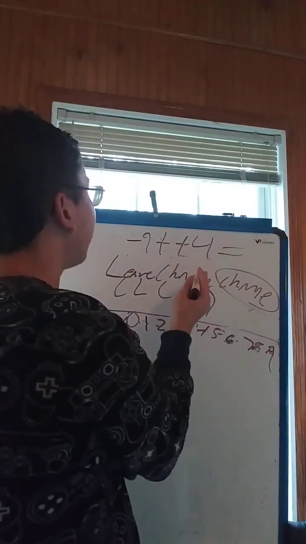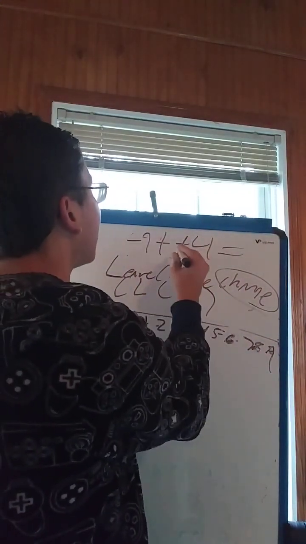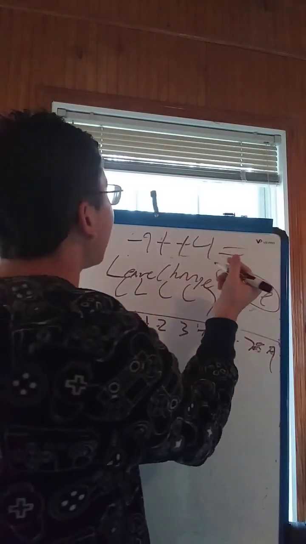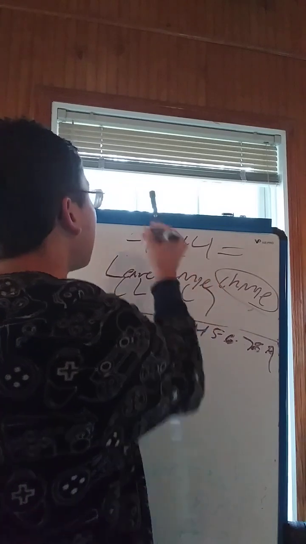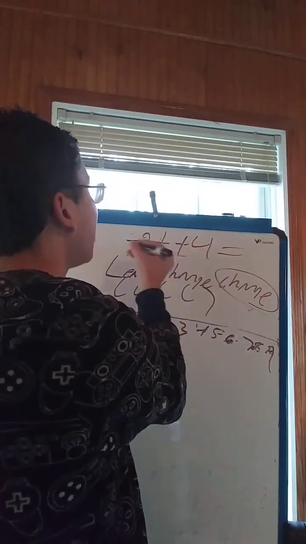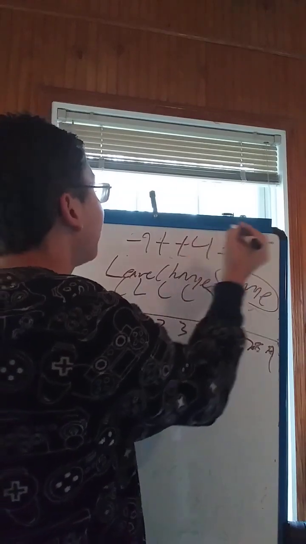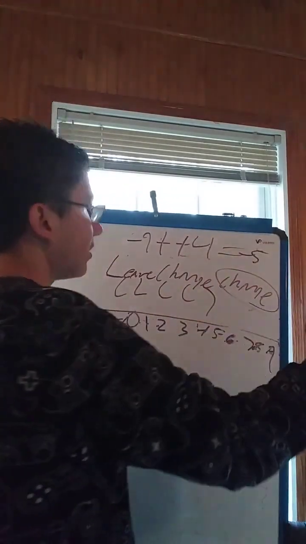And both of these are different signs, 9, 8, 7, 6, 5. And in general, not integerally speaking, 9 is a bigger number than 4, so it's the sign for that number, negative. So our answer is negative 5.